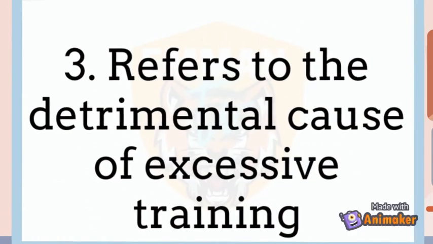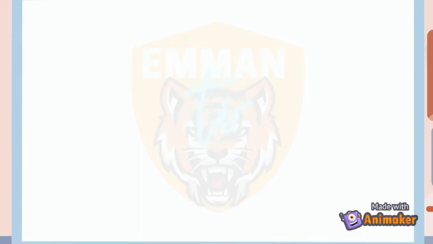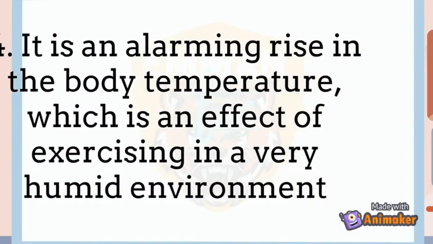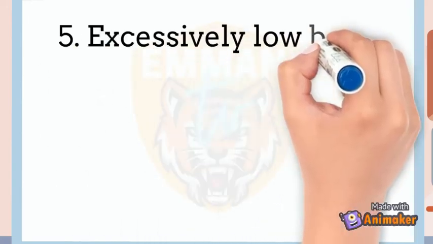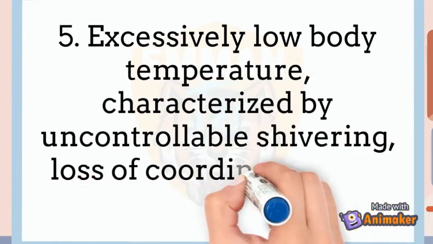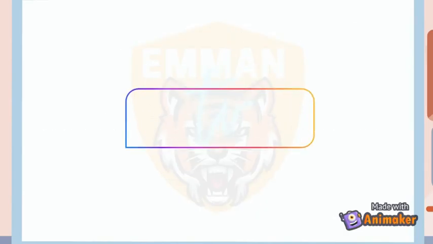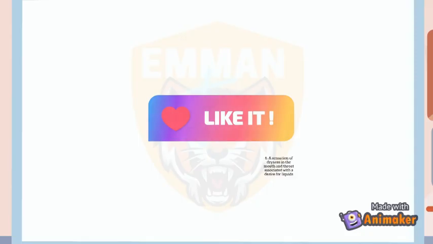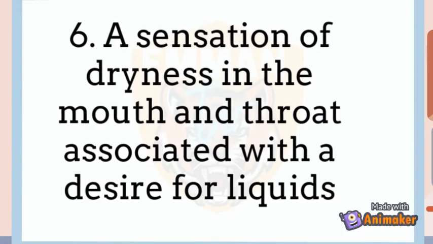3. Refers to the detrimental cause of excessive training. 4. It is an alarming rise in body temperature, which is an effect of exercising in a very humid environment. 5. It is an excessively low body temperature, characterized by uncontrollable shivering, loss of coordination and mental confusion. 6. It is a sensation of dryness in the mouth and throat associated with desire for liquids.